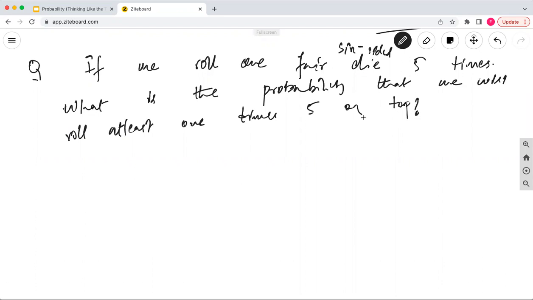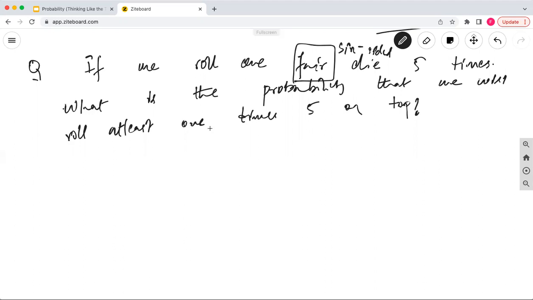So this is a very simple question. You're asked that you're rolling a fair 6-sided die, right? That means the probability of each number from 1 to 6 is 1/6. You are rolling one fair die 5 times. So the question is, what is the probability that you're getting at least 1 time 5 on the top, right?